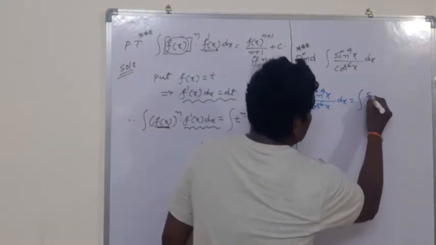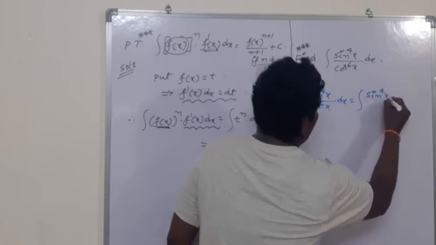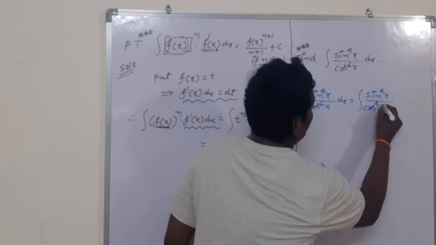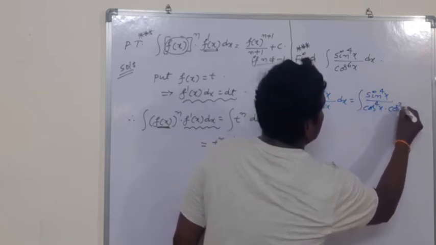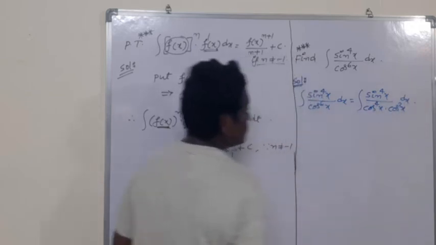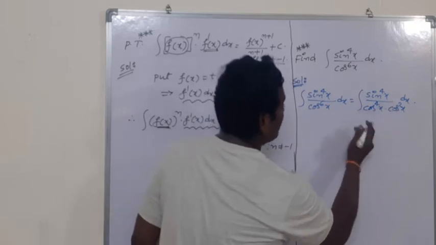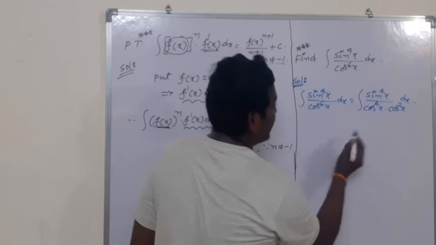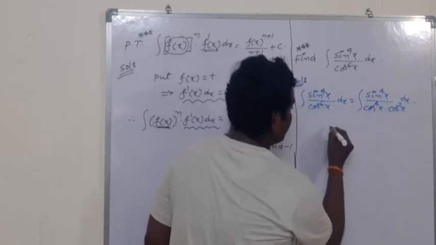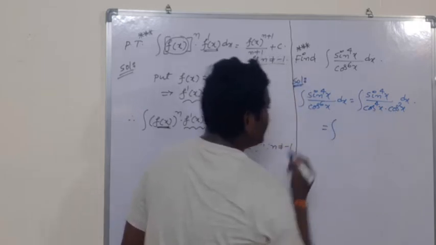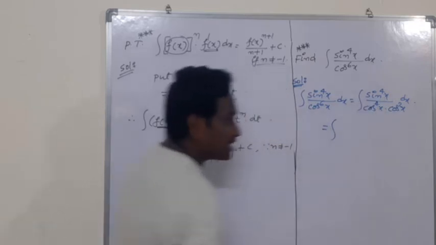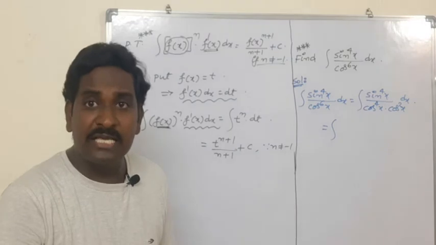Integration of sin power 4x by cos power 6x can be written as cos power 4x into cos square x dx. So the bases are equal, that's why you can add the powers, so you get 4 plus 2 is 6. That's why cos power 6x can be written as cos power 4x into cos square x. That is equal to integration of, what is sin power 4x by cos power 4x? Everybody knows that sin by cos is tan.